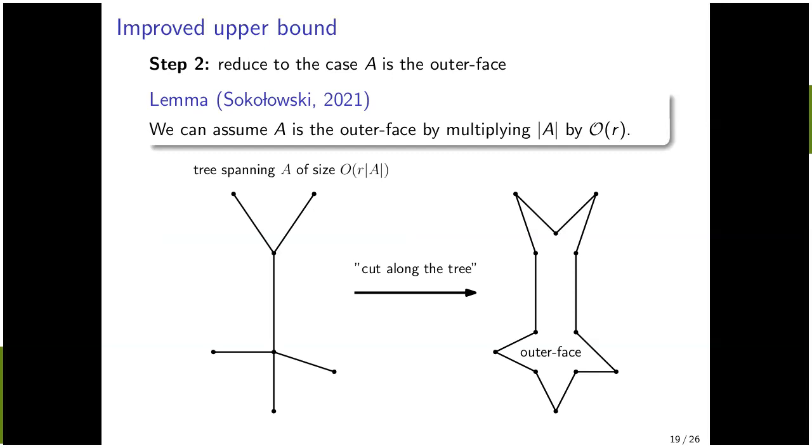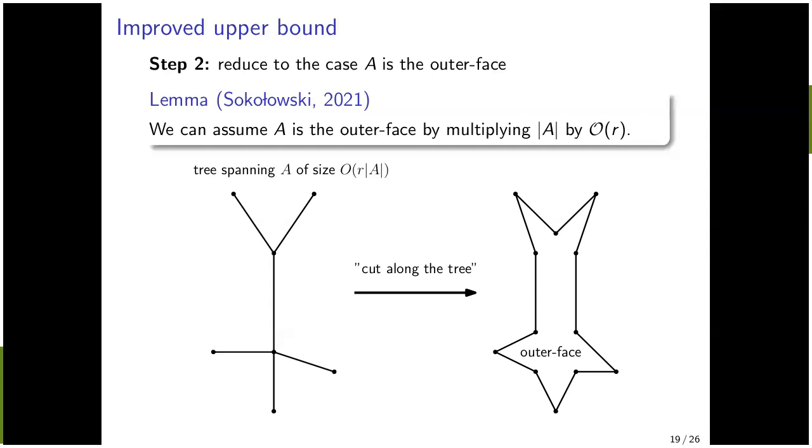This is not very formal, but I can still give the idea of the proof. Because every vertex is at distance at most R from A, and because the graph is connected, you can find a tree that contains every vertex of A and which has size big O of R times A. There is no difficulty here. And the idea is to cut along this tree a new face. So we'll open this tree and create a new face. Let's say it's the outer face.